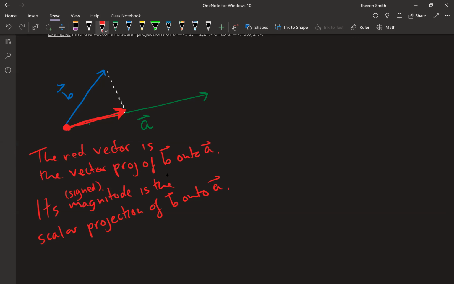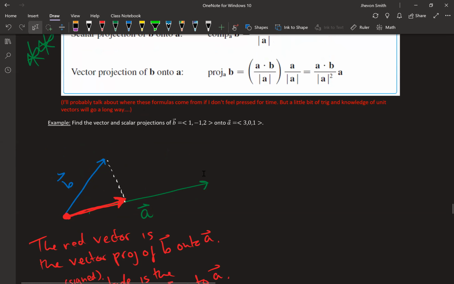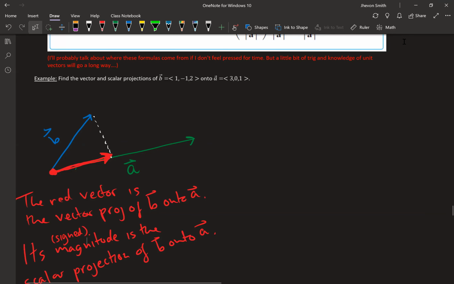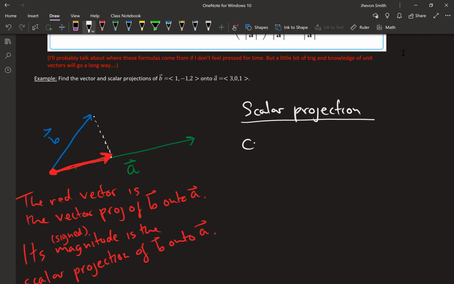Okay, so let's say we wanted to actually find that. Well, let's start by finding the scalar projection, because you're going to use that to find the vector projection anyway. So let's worry about the scalar projection first. Scalar projection. And we're just going to apply the formula. This is the component of B onto A. This is going to be given by A dot B divided by the magnitude of A.